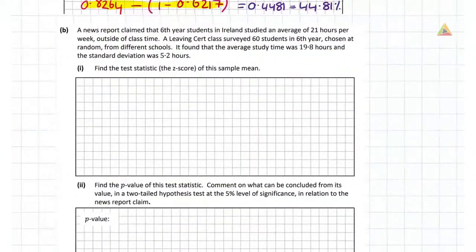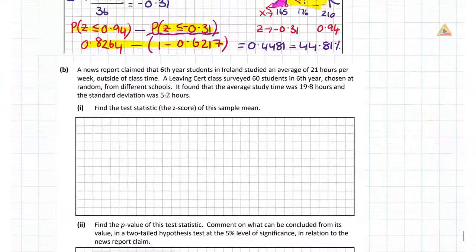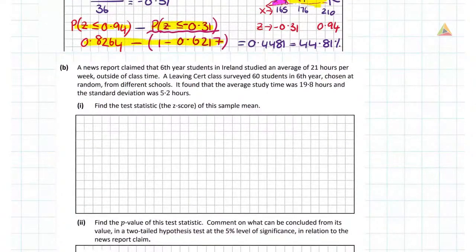Part 2. A news report claimed that 6th-year students in Ireland studied an average of 21 hours per week outside of class time. A Leaving Cert class surveyed 60 students in 6th years, chosen at random from different schools. I'm just going to highlight all of the numbers in the question. It found that the average study time was 19.8 hours and the standard deviation was 5.2 hours.